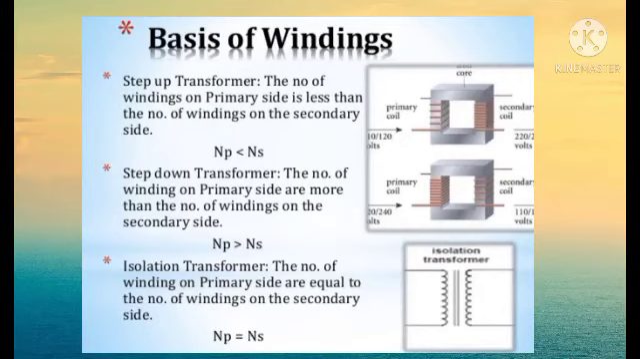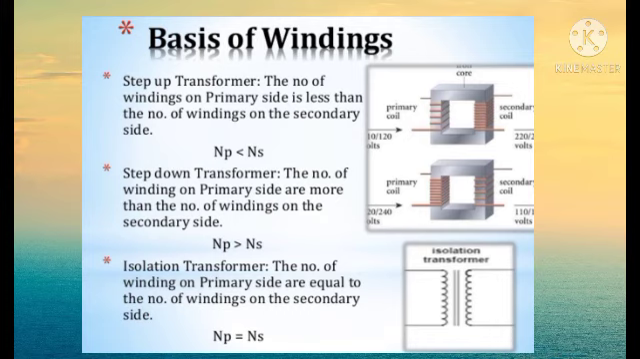Basics of windings of a transformer. As we know, there are two types of windings in a transformer: primary winding and secondary winding, also known as the primary coil and the secondary coil. The first winding is known as the primary winding, the second winding is known as the secondary winding. There are three types of transformers. As we already discussed, transformers are used to step up and step down the voltages.